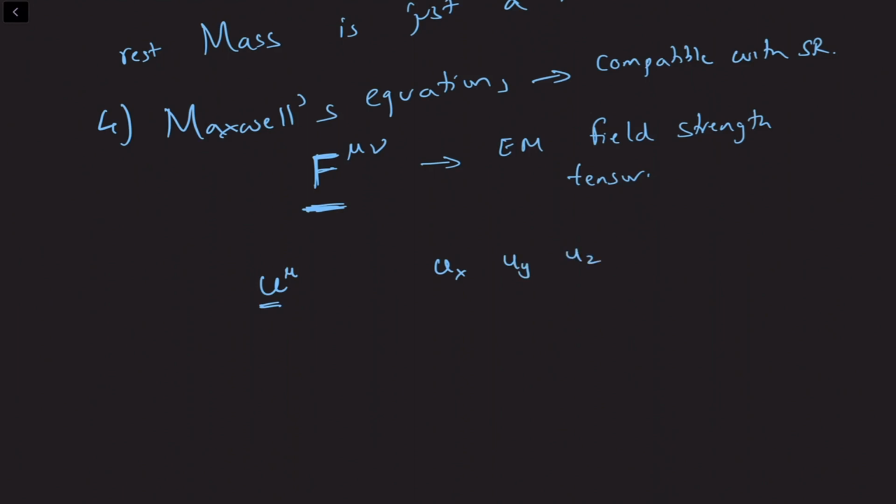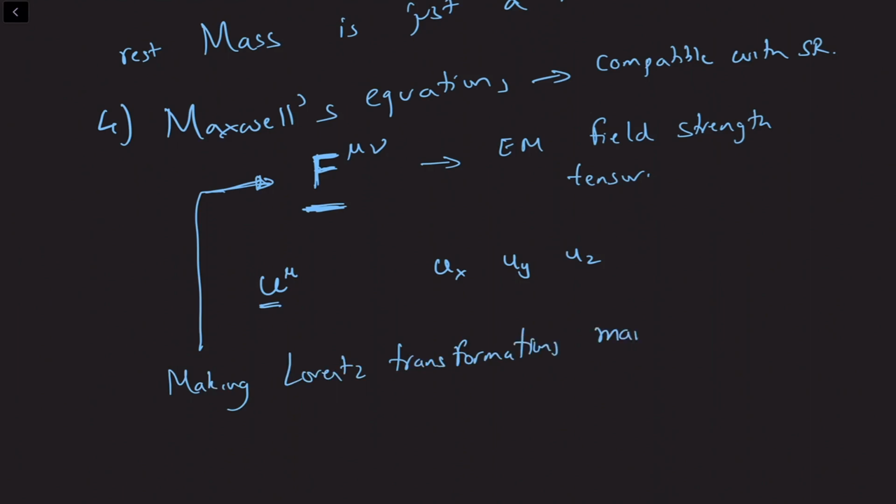Okay, so writing things in this tensor notation is called making Lorentz transformations manifest or apparent. Okay, and once you do this, it becomes very clear when you write down physical laws whether they are consistent with Lorentz transformations or not.